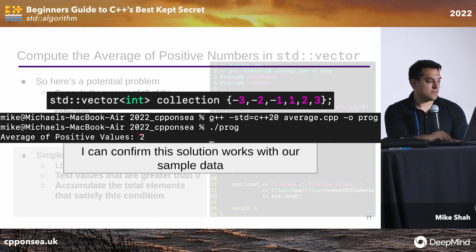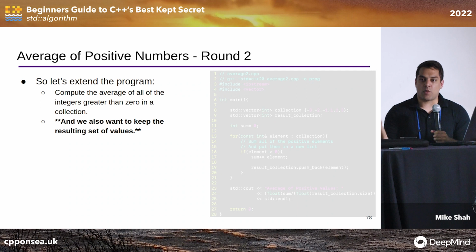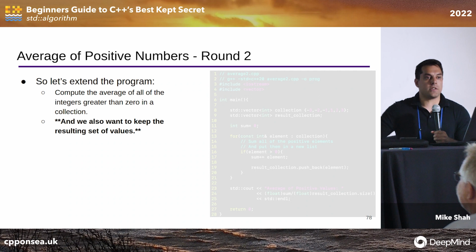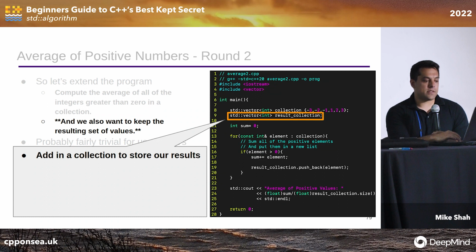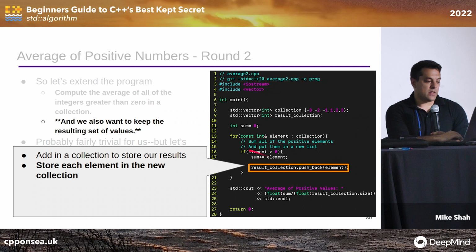Okay, but as I mentioned, software evolves, so let's extend this problem a little bit more. Now we want to keep the resulting set of values. So I want to push these into some other collection. Maybe they're interesting in some way, or again, I want to do more processing of this data. Okay, so how am I going to modify this? Well, I need to store the results somewhere, so I'm just going to have a result collection here. Okay, a vector as well, to keep things simple. And, well, as I'm summing up my elements here, we'll also push back all those elements, you know, make a copy of them in this new data structure. Okay, so I don't think anything too wild there.